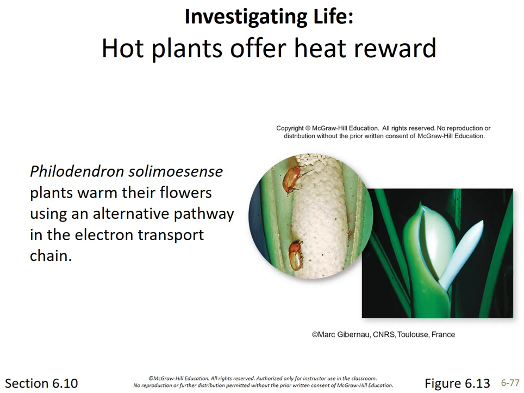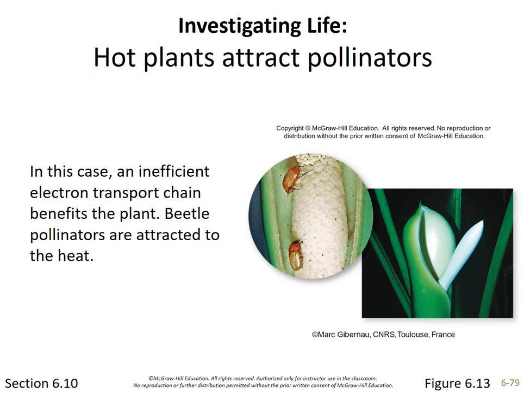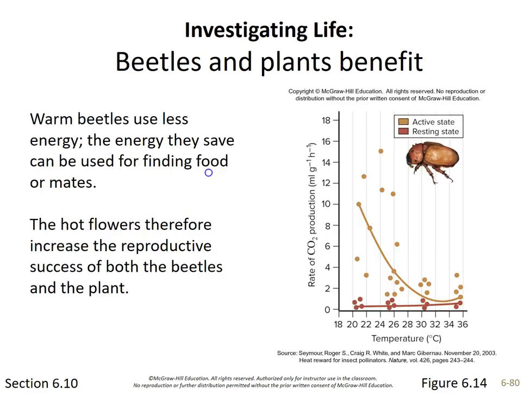Okay, the philodendron selloum plants warm their flowers using an alternate pathway into the electron transport chain. The electron transport chain prematurely transfers electrons to oxygen. Instead of extracting the remaining potential energy in the electrons, the energy is lost as heat, which warms the flowers. Benefits to the plants: the beetle pollinators are attracted to the heat and pollinate the plant. So both the beetles and the plants benefit.